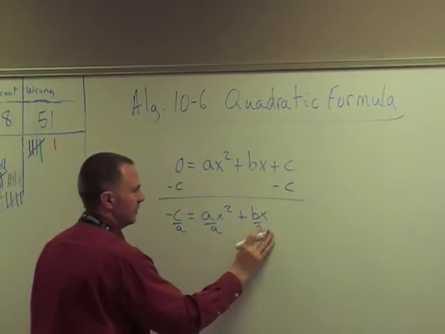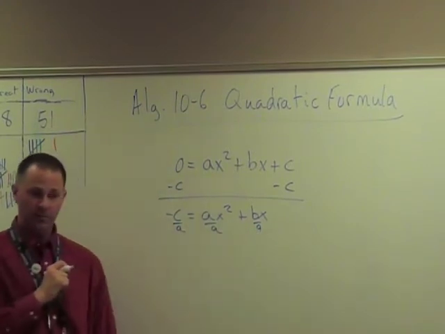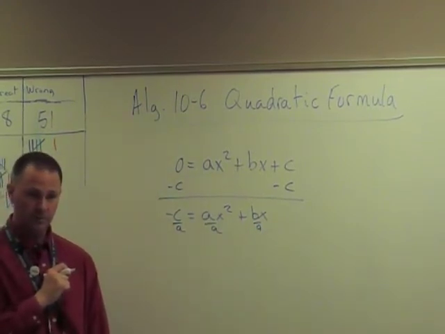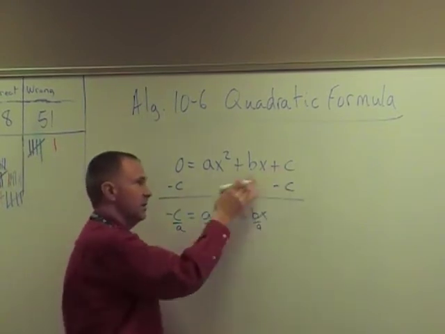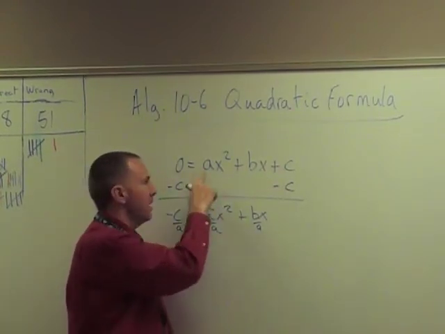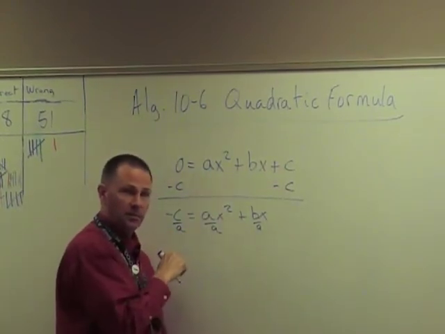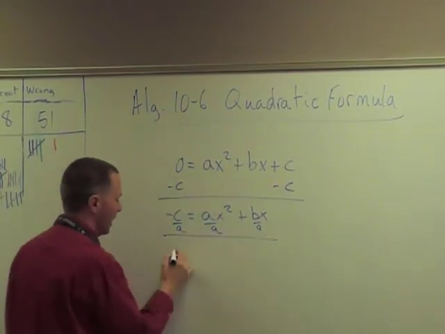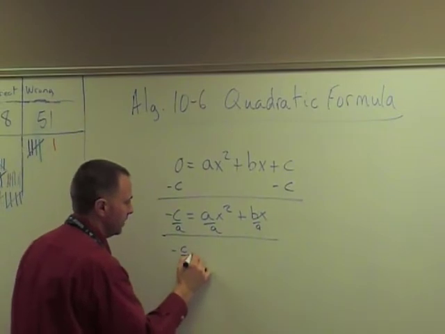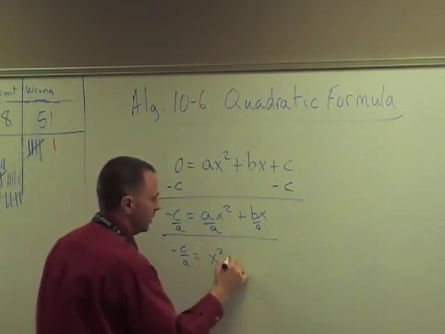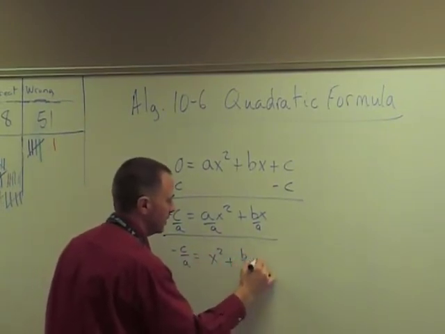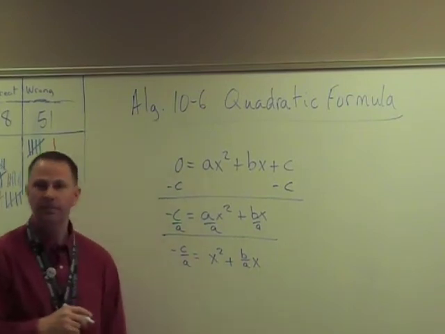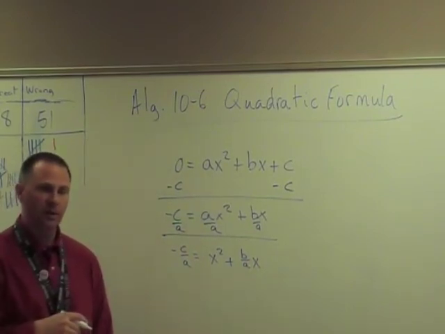Is this right so far? C has to be on the opposite side, and a has to be positive 1. Those are the first two things for completing the square. So we have negative c over a equals x squared plus b over a x. Does everybody agree? Now we can complete the square.